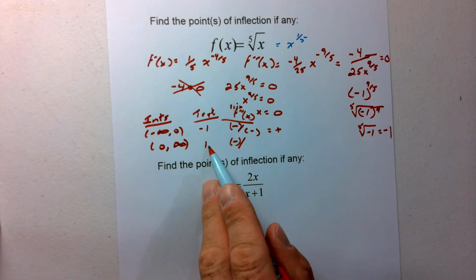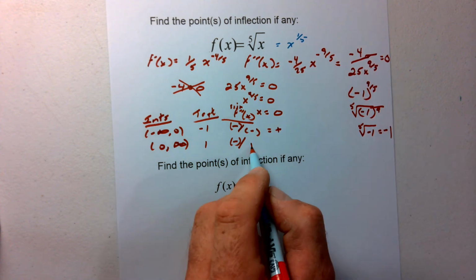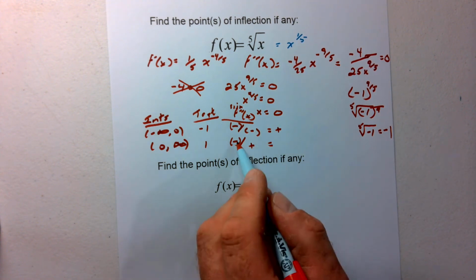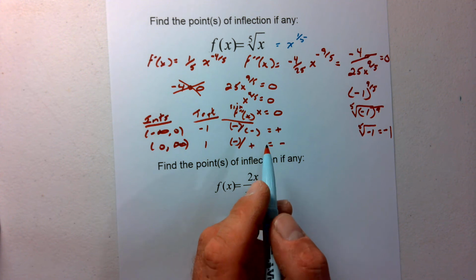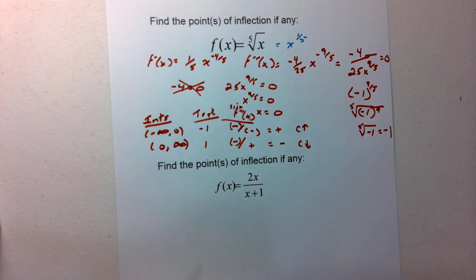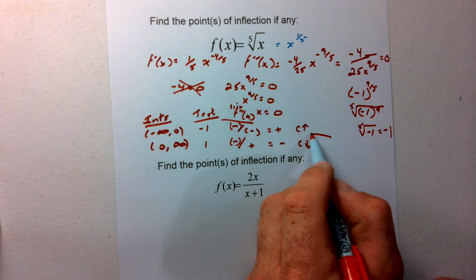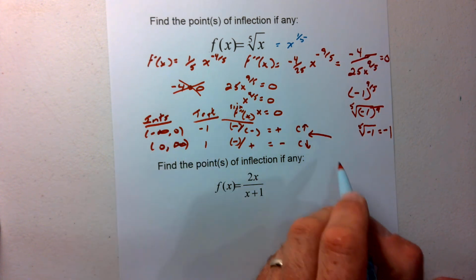If I take a 1 and plug it in, that's going to be a positive on the bottom. So I get a positive there, and a negative divided by a positive gives me a negative. So I have concave up, and I have concave down. Well, what's going to happen? Do I have a point of inflection? Does this value exist?